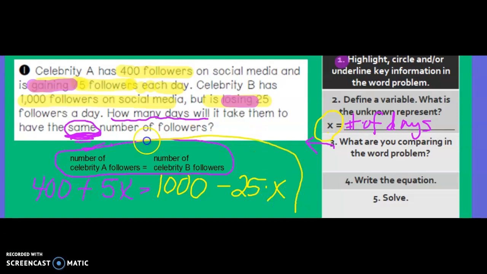So here is my equation that I would use to solve this problem: 400 plus 75X equals 1,000 minus 25X.